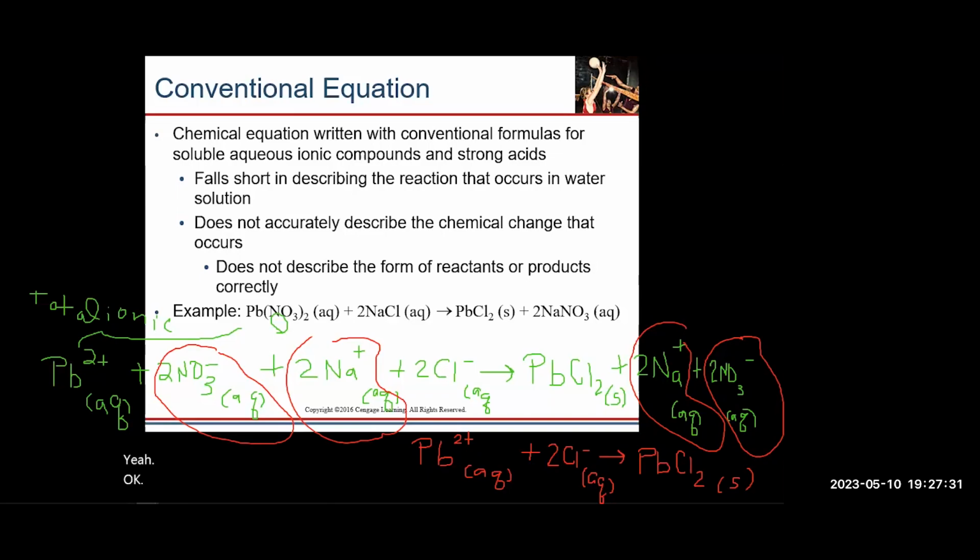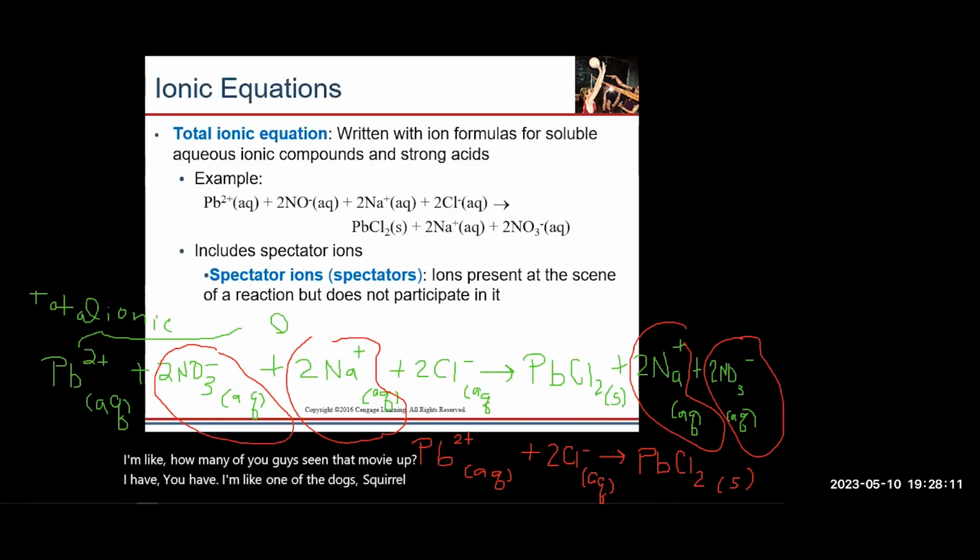Yeah, I see different file types are accepted now, and the date has been changed to the 14th. Okay. So it did save this time. Yeah, it's horrible when I try to do it on the phone, because I try to do it as soon as somebody talks to me about it, because otherwise I forget. I get distracted and I forget. How many of you guys have seen that movie Up? I'm like one of the dogs, squirrel. Okay.